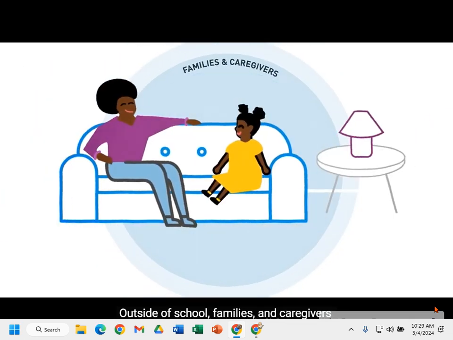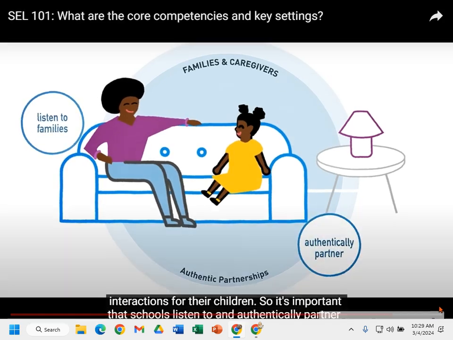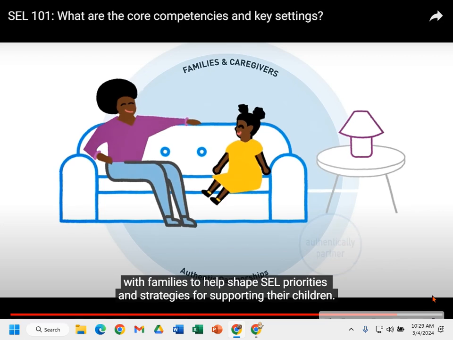Outside of school, families and caregivers provide the earliest and ongoing learning and interactions for their children. So it's important that schools listen to and authentically partner with families to help shape SEL priorities and strategies for supporting their children.